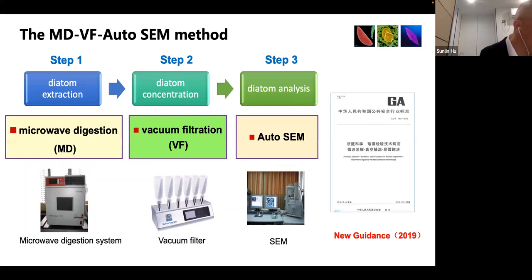There are also 3 steps as in conventional methods, but heating digestion, centrifugation, and LM in conventional methods are replaced with microwave digestion, vacuum filtration, and auto SEM respectively. This method has become the new China standard for the forensic diatom test since 2019.